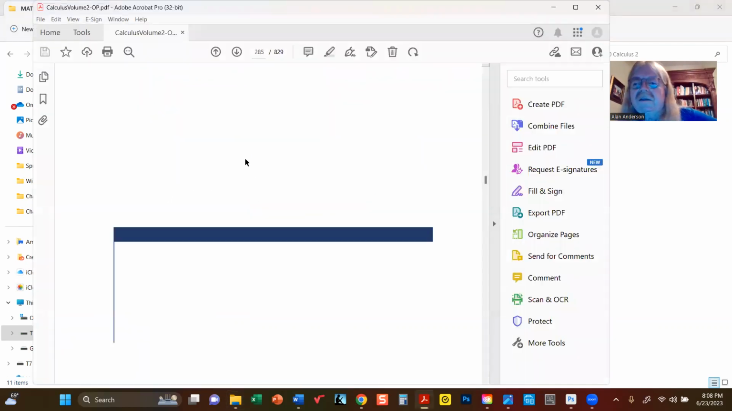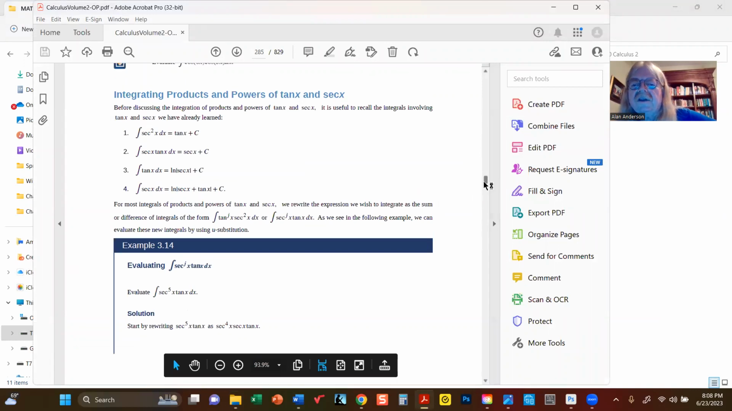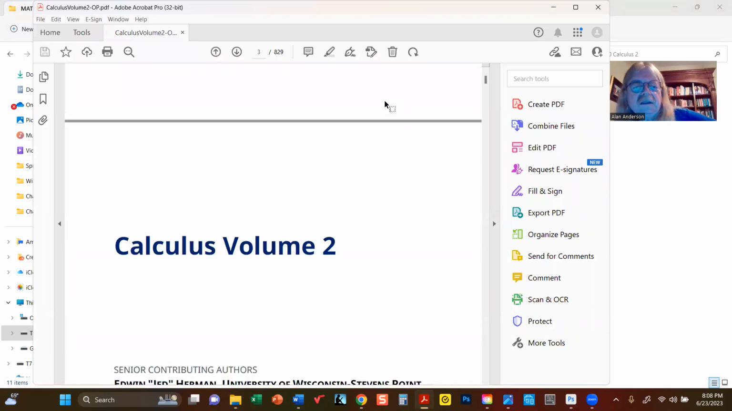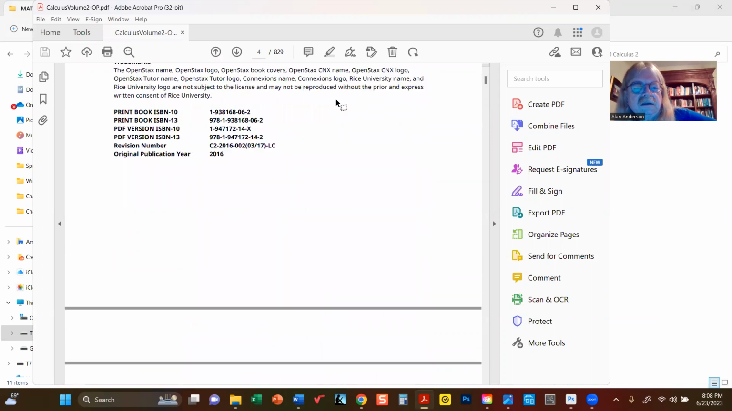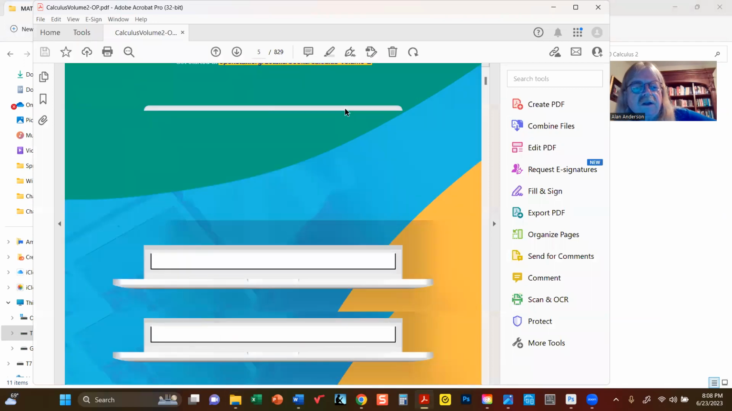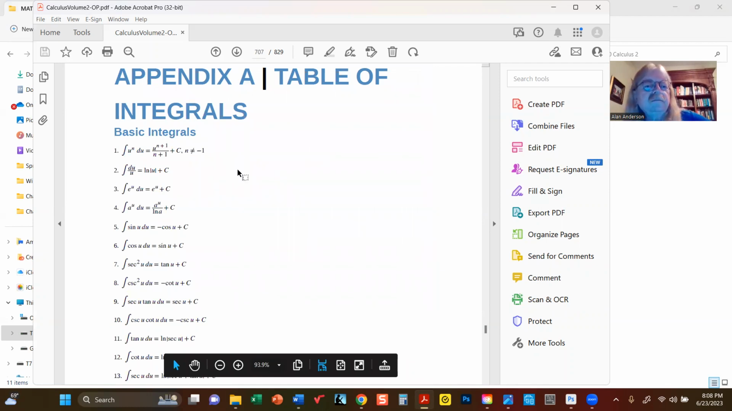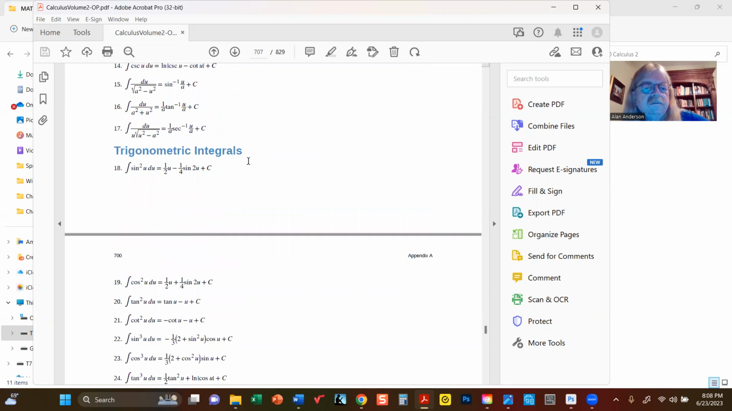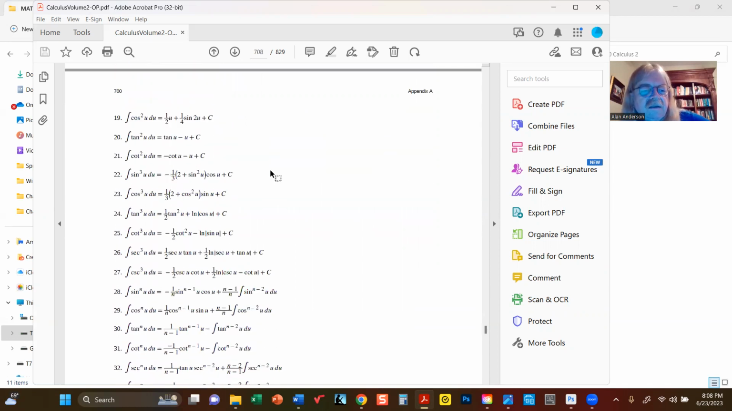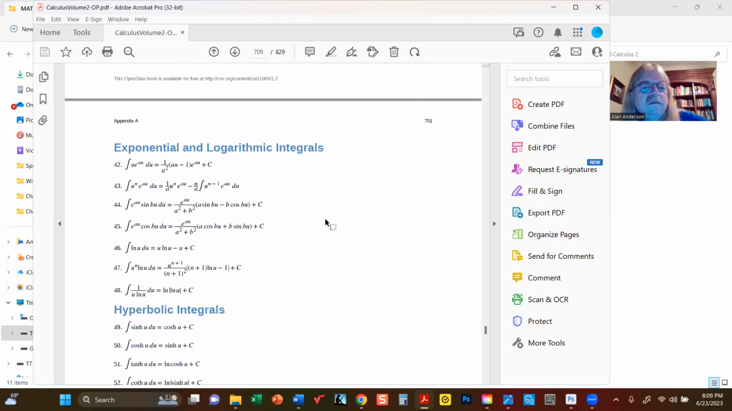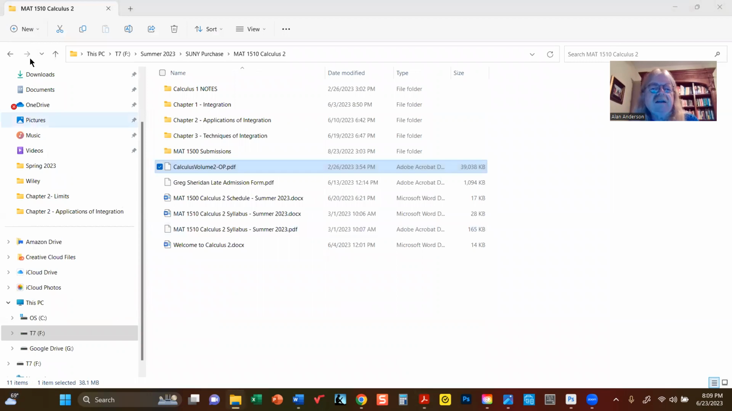I think the old computer is getting a little towards the end of its life. We'll see how that goes. All right, so I'm just going to go quickly to the table of contents. There's trig integrals. We'll be doing that very soon.